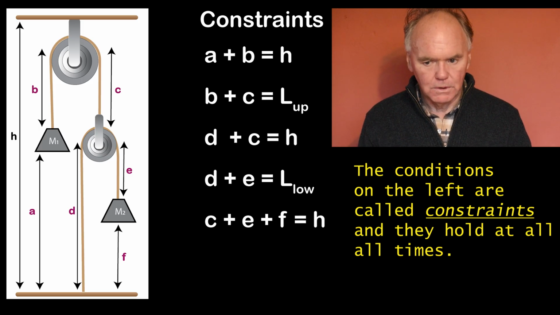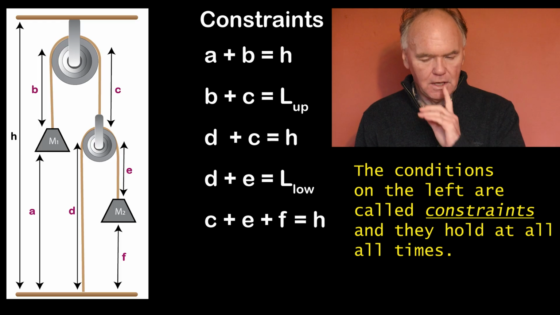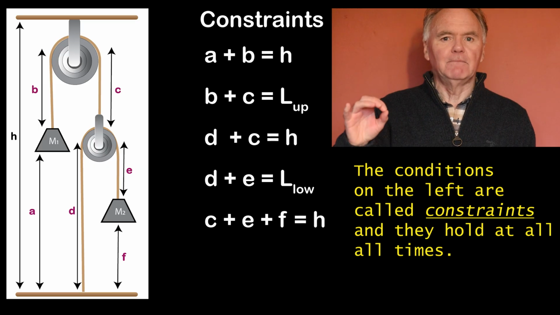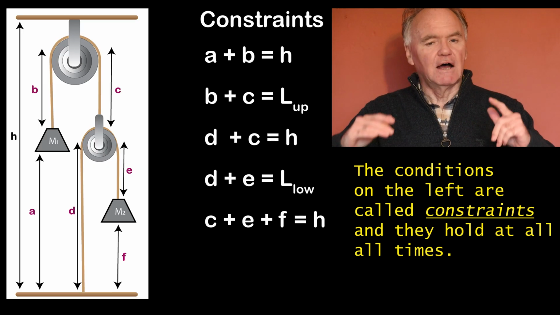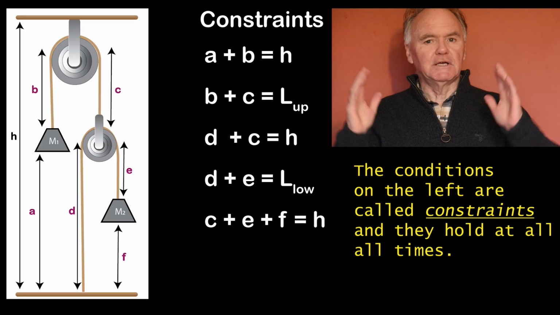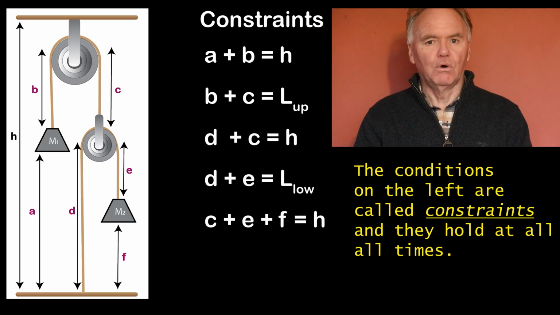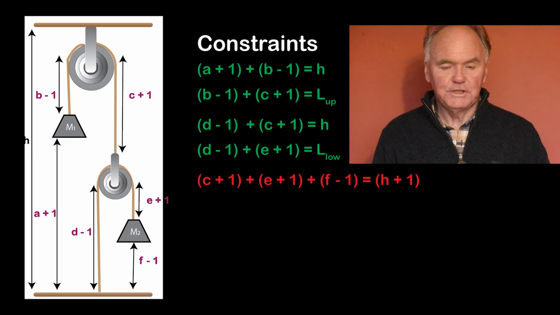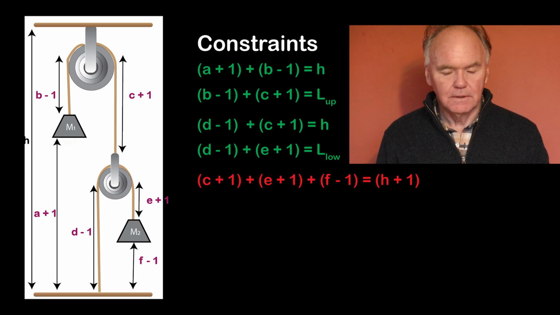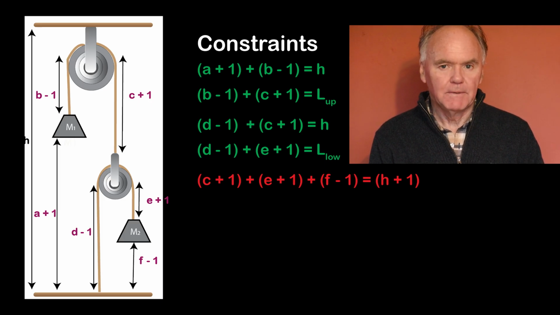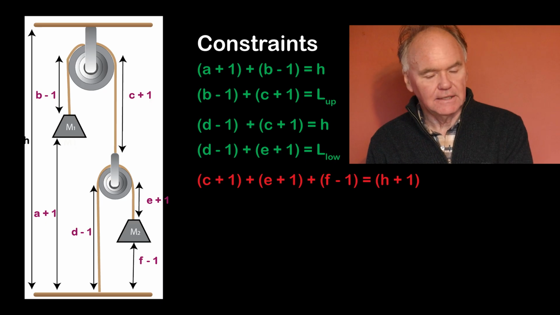They must always hold. So what I'm going to do is assume that when mass m1 rises by 1 unit, mass m2 falls by 1 unit. Now, if I'm right, then we make the appropriate changes, and all the constraint equations will still hold. If I'm wrong, then they won't hold and we'll have to make an adjustment. So if we change all the positions by 1 unit, all the constraint equations hold except for the one in red: C plus E plus F is equal to the height.